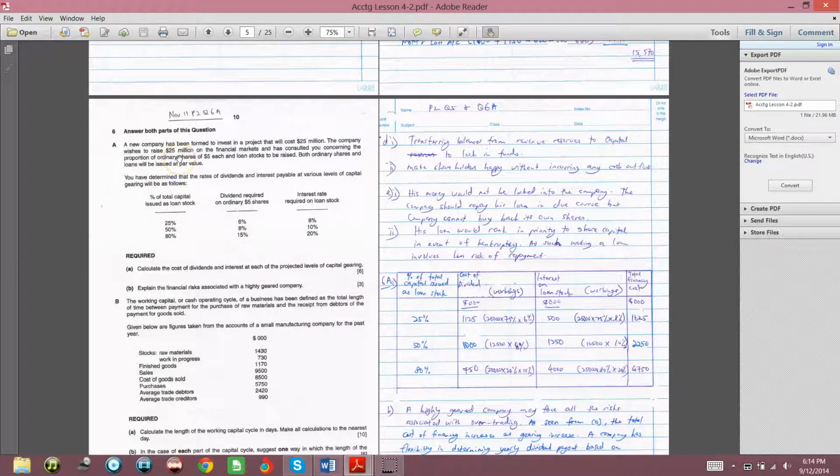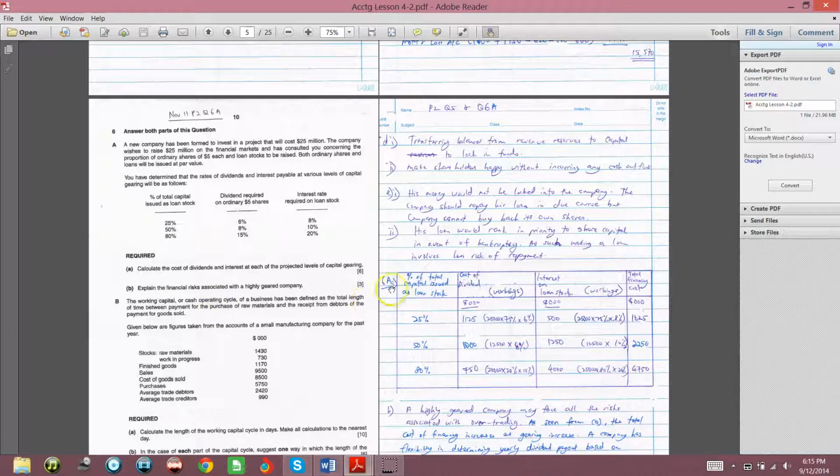So that means, in other words, the company needed 25 million. So what is the question asking? Calculate the cost of dividend and interest at each of the projected levels of capital gearing. Gearing, you should know, is the proportion of borrowed funds relative to owners' money. Company owners are ordinary shareholders. So this is a percentage of total capital issued as loan stock. Now you must think of a good structure first, otherwise you will be very disorientated. You don't know how to answer the question.